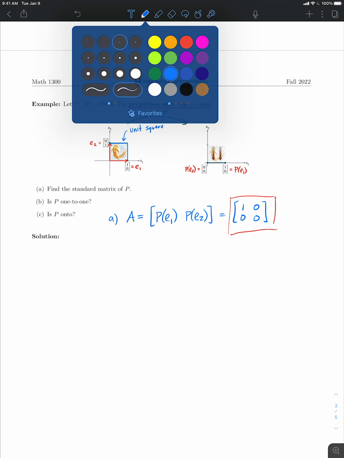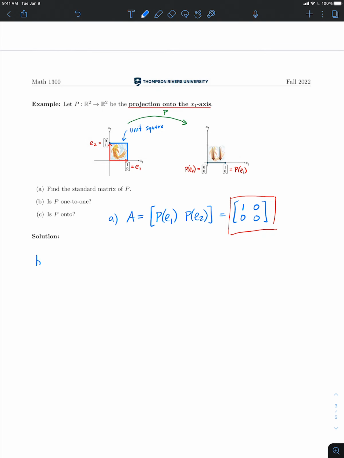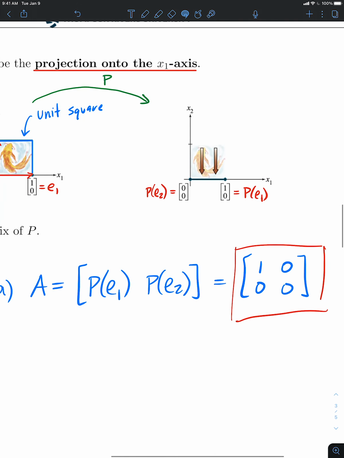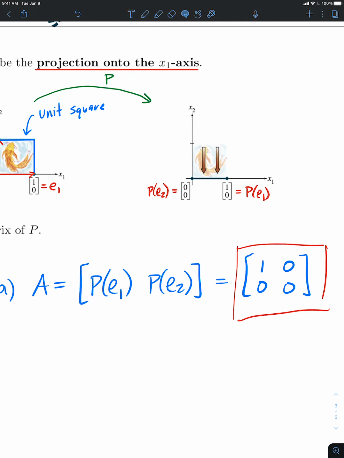Okay, so for part B, is P 1 to 1? Well, in other words, if you start with two different input vectors, are you guaranteed to get a different output vector? Well, think about what P is doing. What is P doing? It's taking a point and it's flattening it down against the x1 axis.